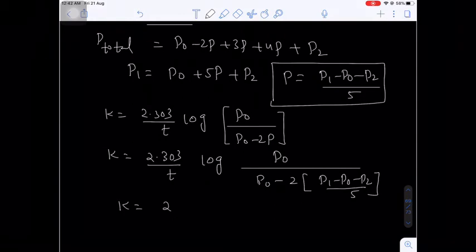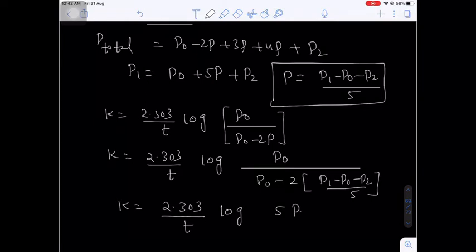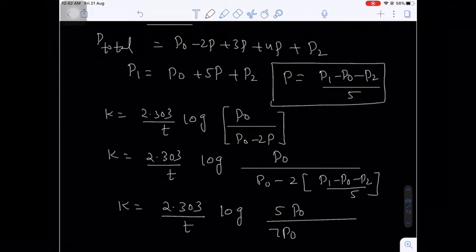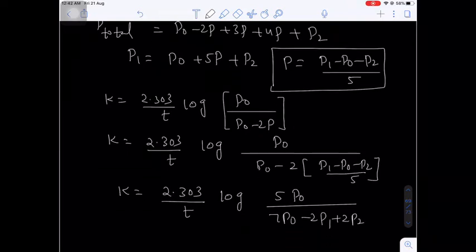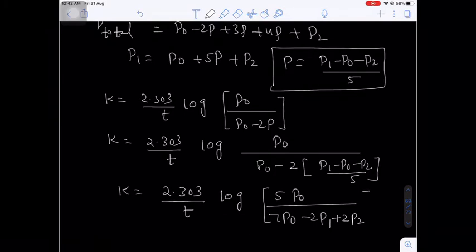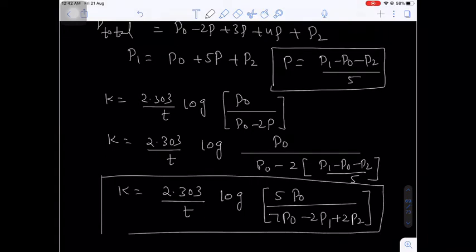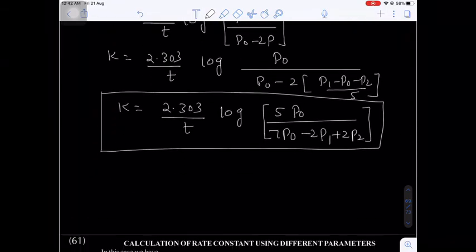After simplification you will get the K value, which is equal to 2.303 by T log of 5P0 divided by (7P0 minus 2P1 plus 2P2). Are you getting my point? So this is the overall rate constant expression for first order kinetics. Depending upon the information given in the question, the rate constant expression changes. Are you getting my point?